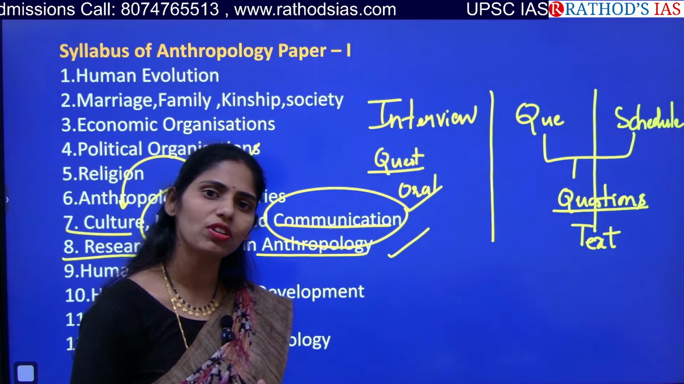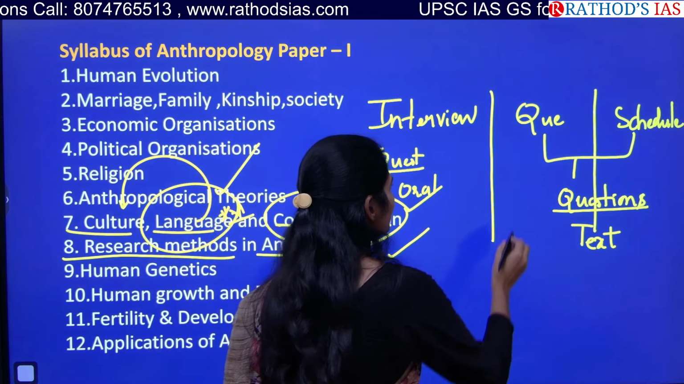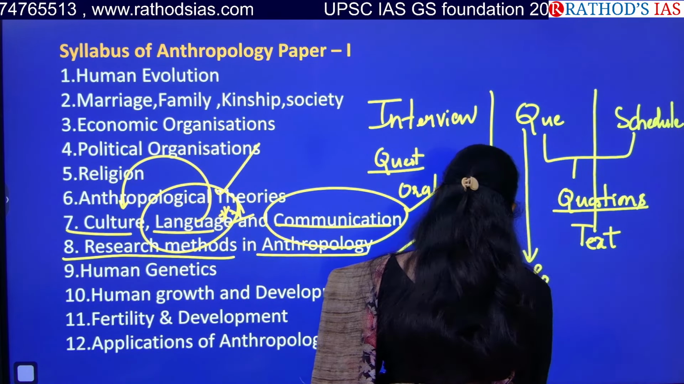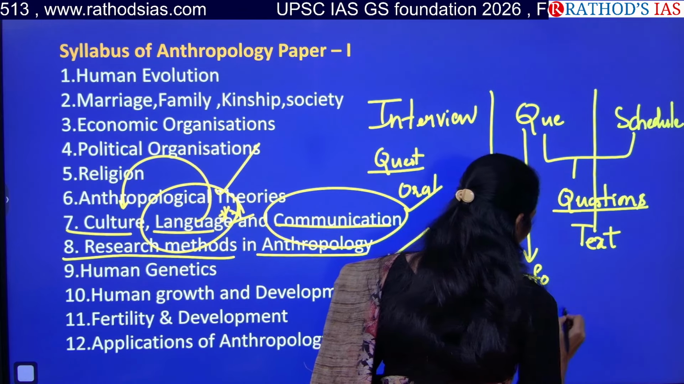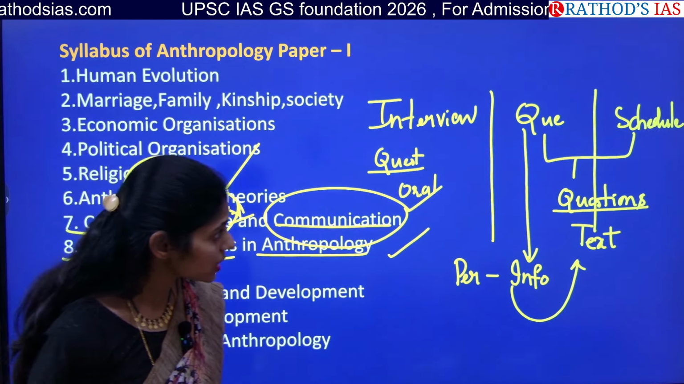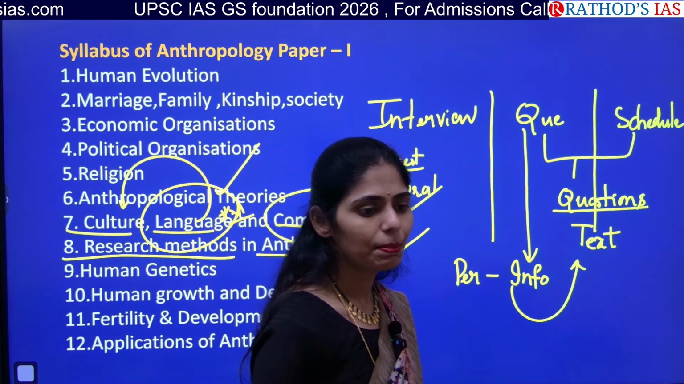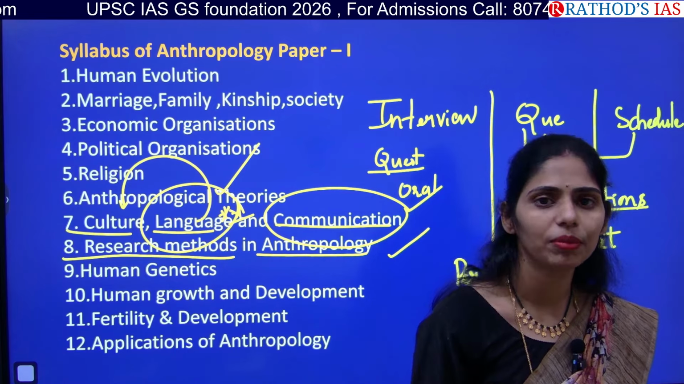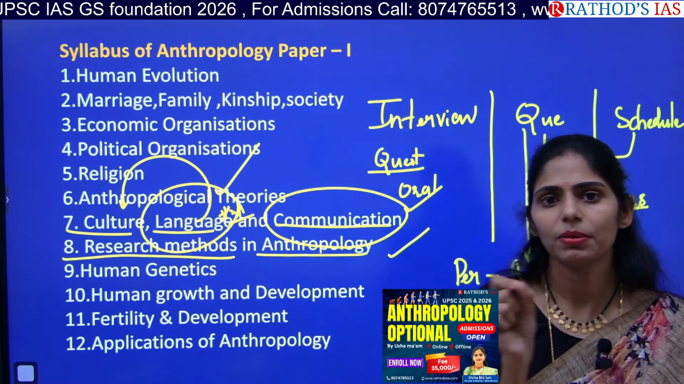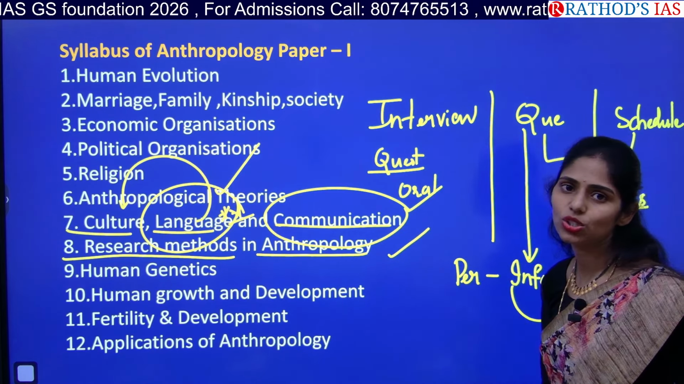But what is the difference? In a questionnaire, the person who is giving the information fills in the questions. A schedule means the person who is receiving the information, the person who is asking the questions, fills in that form. That is called a schedule.